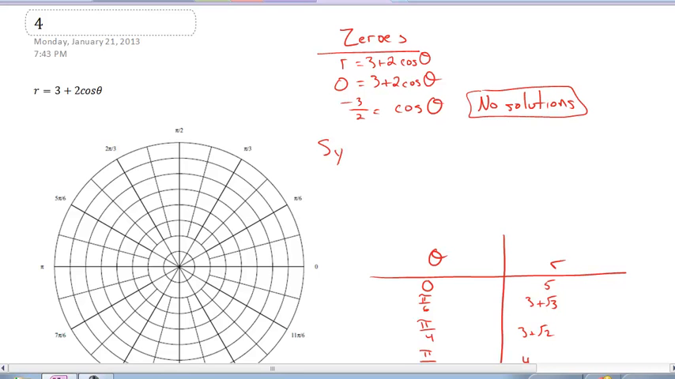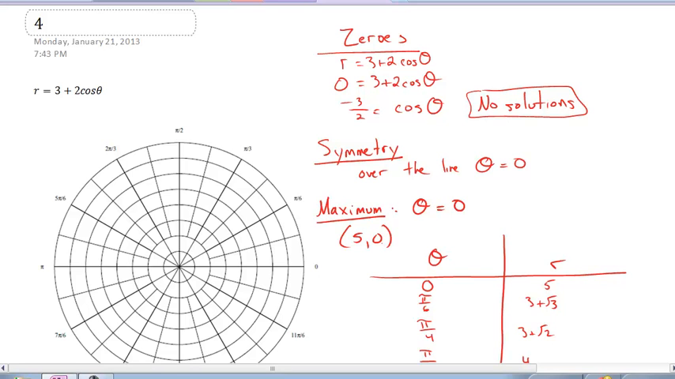Our symmetry, because we notice that the graph is a function of cosine theta, our symmetry is over the line theta equals 0. And our max point occurs when theta equals 0, again, because we want cosine to be 1. It could be 0 or 2 pi or anything of the sort. And that's going to occur at 3 plus 2, which is 5, comma 0. Alright, so we can go ahead and put that on the graph. 1, 2, 3, 4. There's 5, comma 0. That's 1 point on my graph.